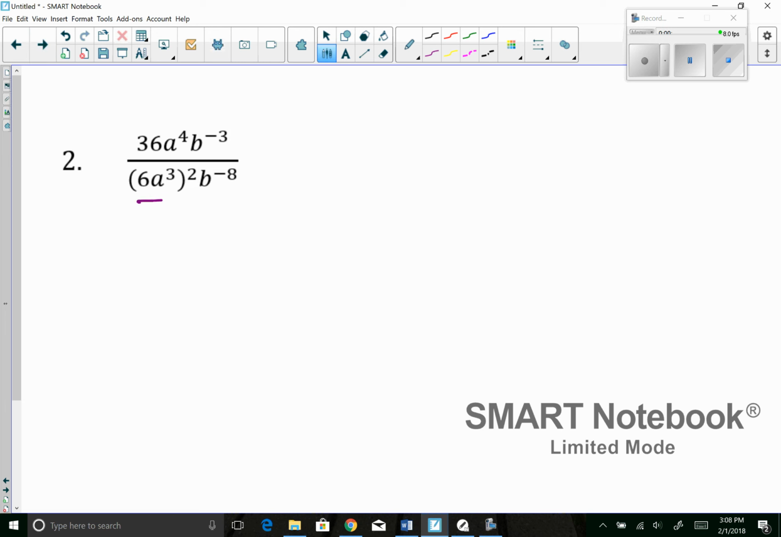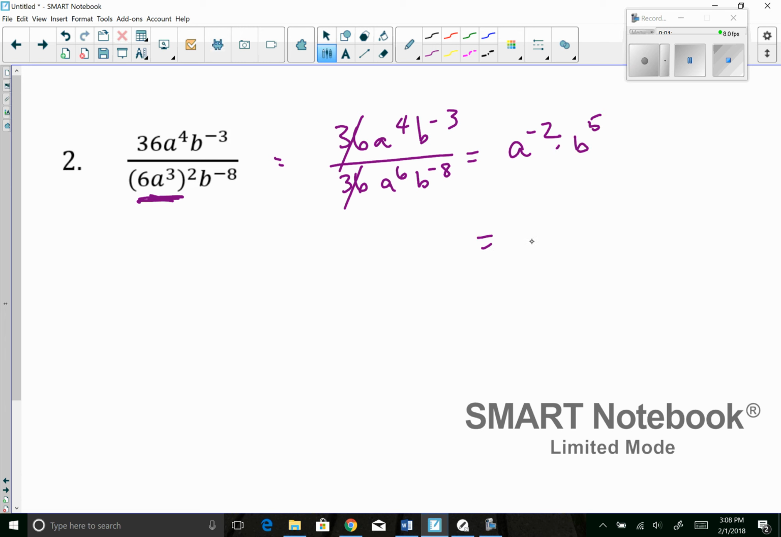For the next one, the first thing I want to do is evaluate this piece here. So I have 36, a to the 4th, b to the negative 3 divided by 6 to the 2nd, which is 36, a to the 6th, b to the negative 8. If I go through and do some simplifying, the 36 is canceled, so that becomes 1. I have subtraction, so 4 minus 6 is a to the negative 2. Negative 3 minus negative 8 becomes b to the 5th. Because I have a negative exponent, I'm going to rewrite that with a to the 2nd on the bottom.